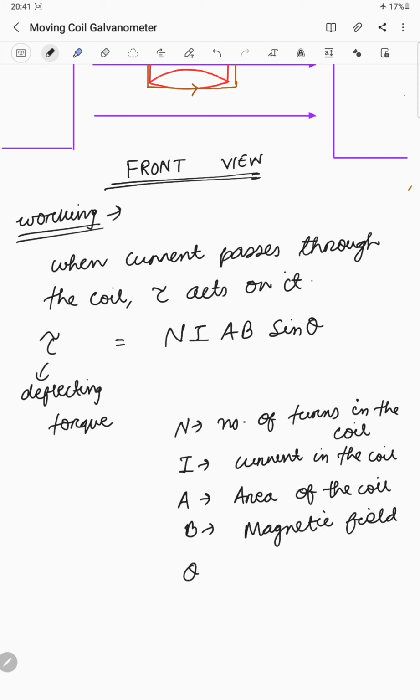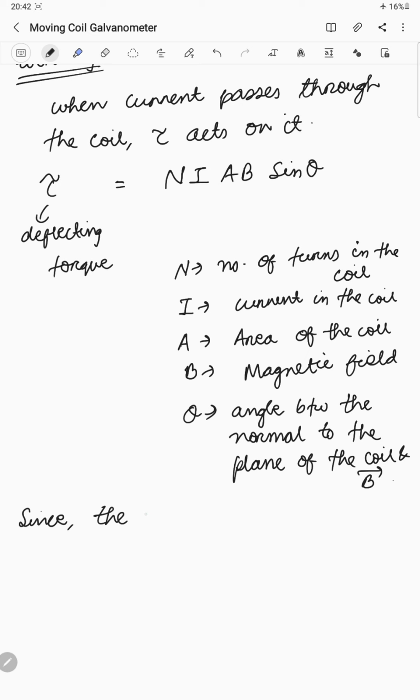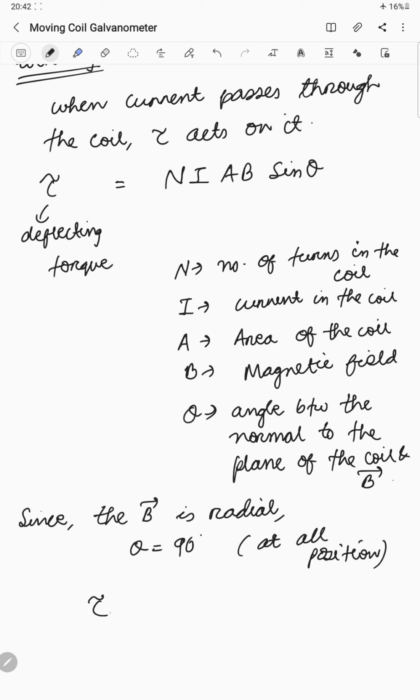Now since we are talking about a radial field, the magnetic field is radial. It is quite obvious theta will be 90 degrees at all positions. So if it is 90 degrees at all positions, then sine 90 is how much? 1. So the torque now becomes NIAB. Followed?